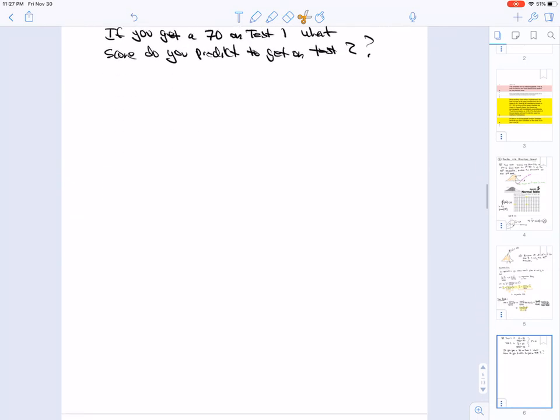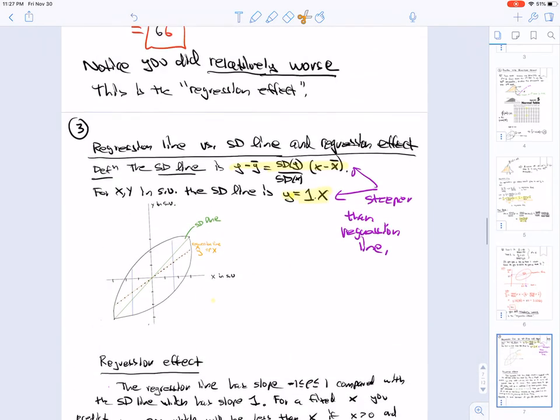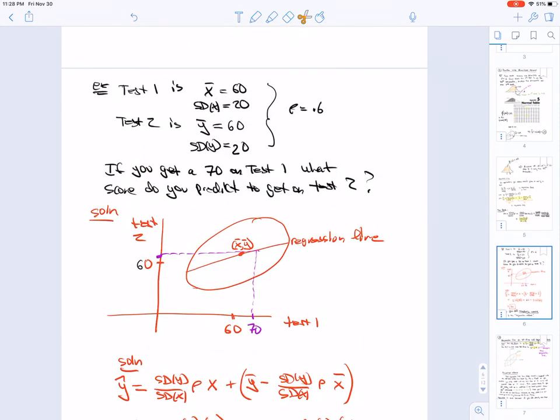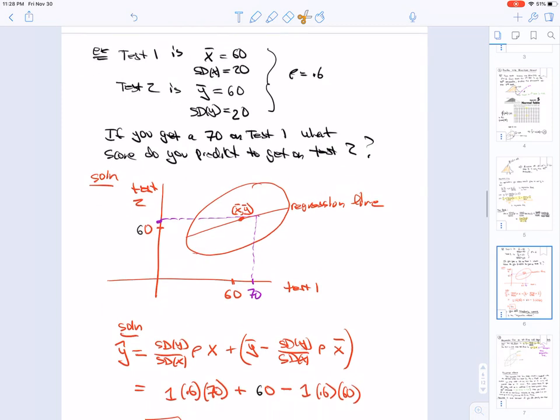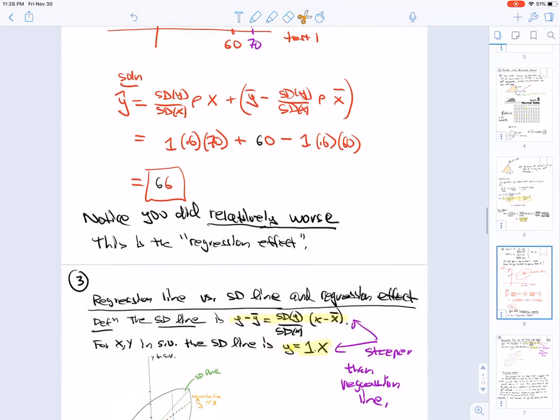So great. So I had you do a practice problem here, and let's see what happened. I gave you test 1 with a certain mean and SD, and test 2 with a mean and SD, with rho 0.6, and I asked you to find, if you get 70 on test 1, what would you predict to get on test 2? And you said it was 66. So you do not do as well on test 2, and that again is the regression effect.